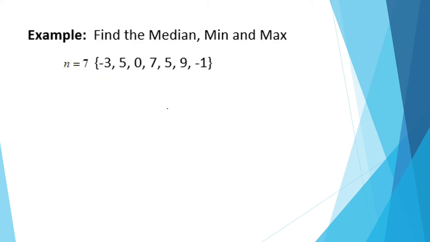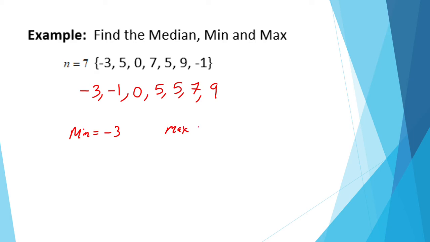Example, find the median, minimum, and maximum. Again, the sample size is equal to 7, and I want to arrange these values from smallest to biggest. The smallest number is -3, then we have -1, 0, 5, 5, 7, and 9. To find the minimum, it's going to be the smallest value, that's just -3. To find the maximum, that's the largest value, that's just 9.